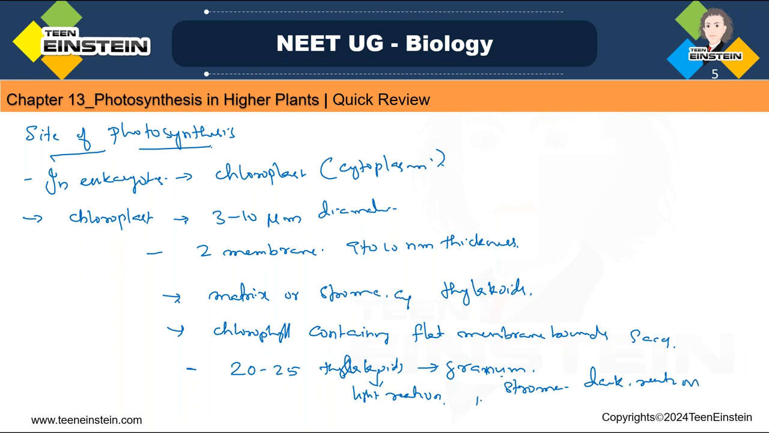These are repeated previous year questions: where light reaction is taking place, where dark reaction is taking place. What is granum, what is matrix, what is thylakoid, all these you need to learn. These are the important questions. Thylakoids are the site of light reaction and stroma is the site of dark reaction, which is very, very important.